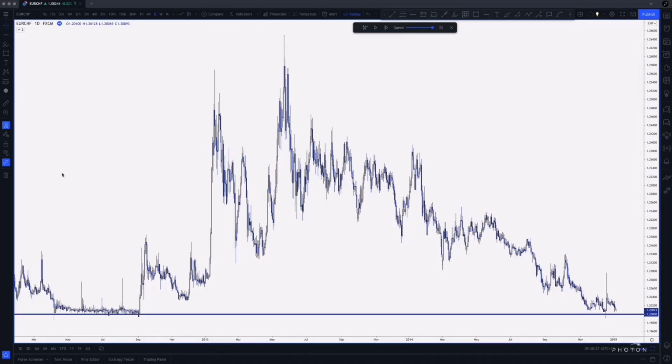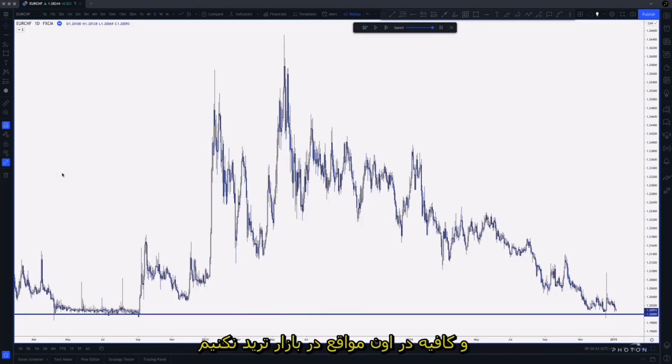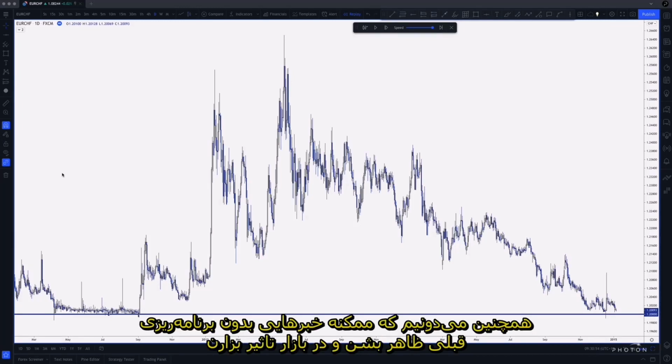Now, we know that one way we can prepare for this is to look at those planned news announcements, and then also avoid trading around those periods of time in the market, around the Asian session and the daily rollover, around spread hours, when liquidity is low. But as we know, there can be unplanned events that can hit the market.